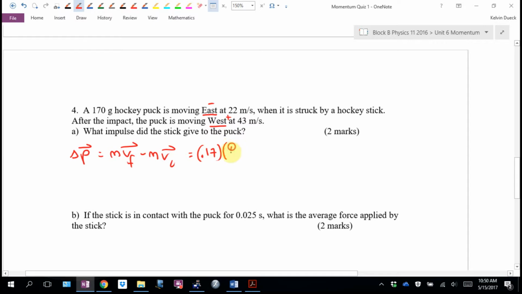West, positive 43. You don't need to put the plus sign in there. I'll just put it in my notes so that you know. Minus 0.17. East, negative 22. Do you see why I let initial be negative? Because I get a minus minus, which is a plus. I'm less likely to make a dumb mistake with positive numbers. Little trick of the trade.